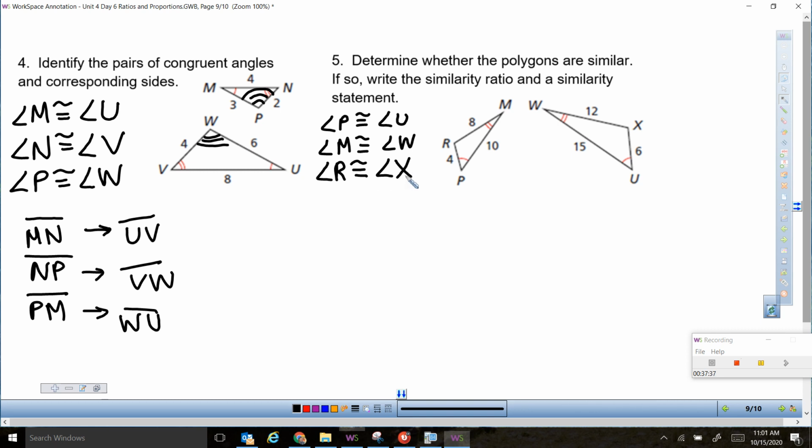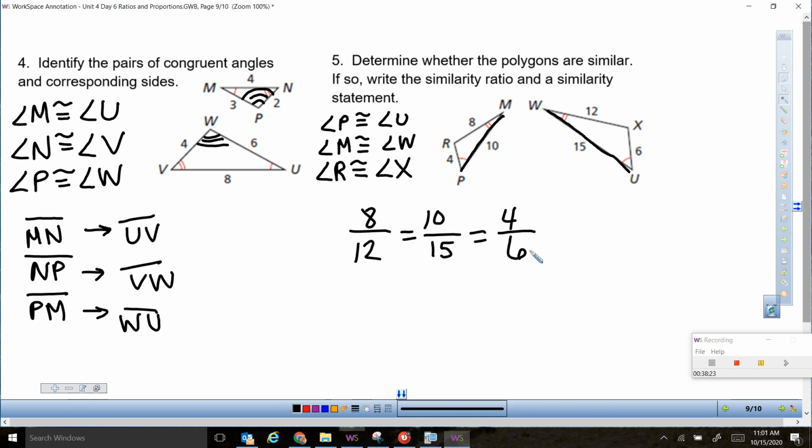Now I need to do the side ratio. So let's see, RM. RM corresponds to XW, so XW is 12, so that would be 8 to 12. Next side, MP. MP is 10, and MP corresponds to WU, which is 15. So 10 to 15. The last one would be 4 to what? 4 to 6. Simplify those.